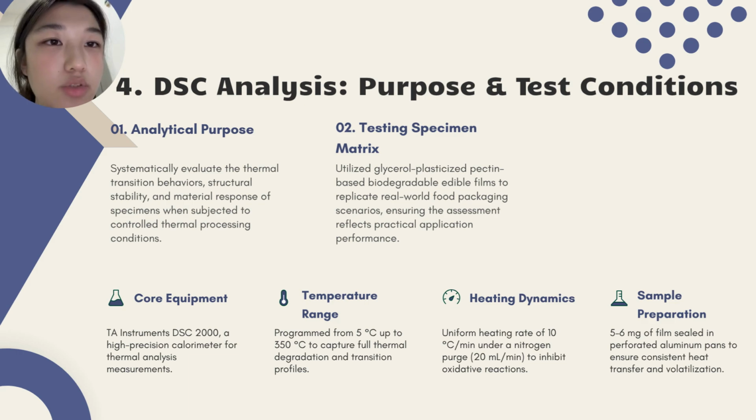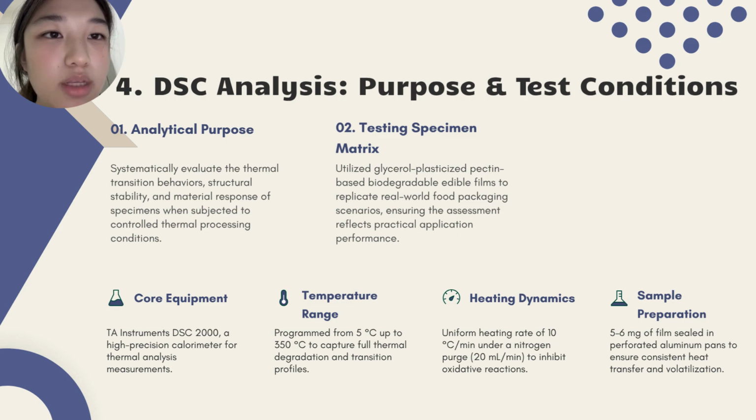Now let's transition to the thermodynamic evaluation via DSC. Our analytical purpose is to systematically evaluate the material's thermal transition behaviors and the material response under controlled temperatures. To simulate real-world industrial packaging applications, we utilize plasticized pectin-based biodegradable films, ensuring our evaluation accurately reflects practical performance. For the core equipment, we use a high-precision TA Instruments DSC 2000 calorimeter.